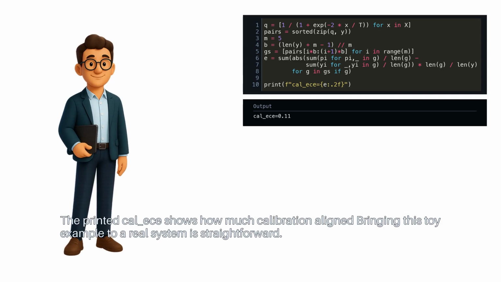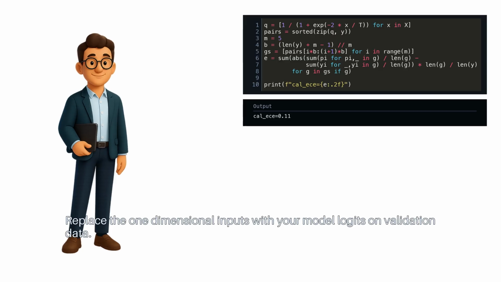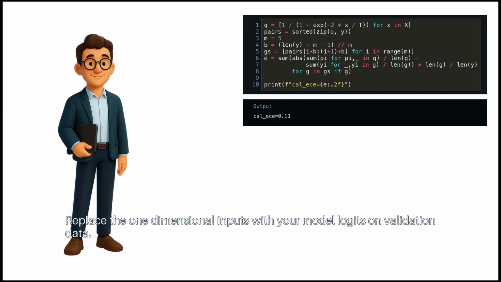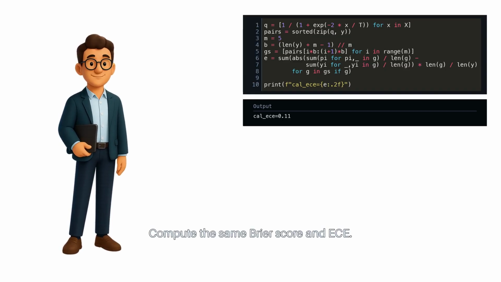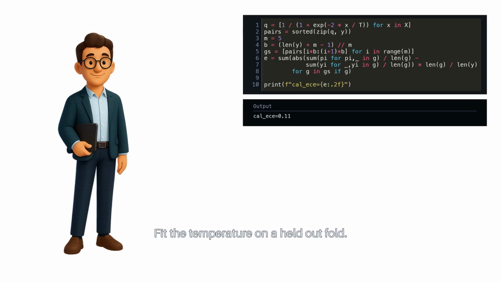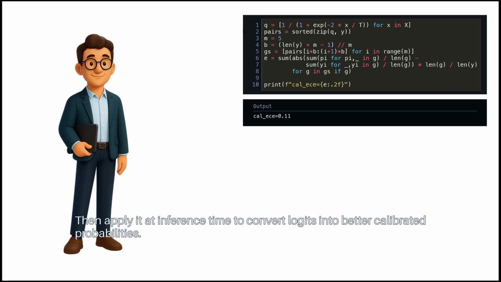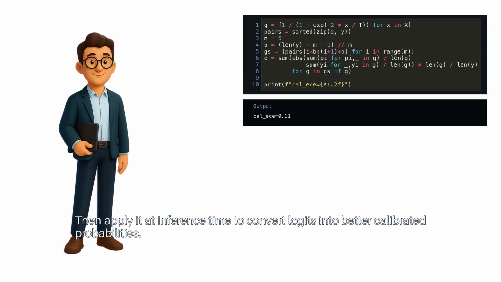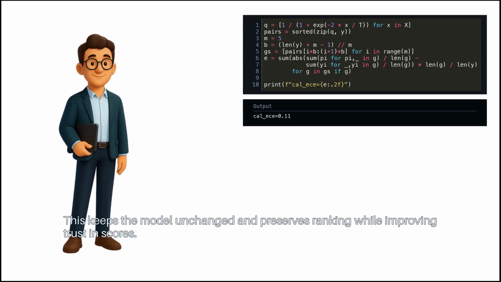Bringing this toy example to a real system is straightforward. Replace the one-dimensional inputs with your model logits on validation data. Compute the same Brier score and ECE. Fit the temperature on a held-out fold. Then apply it at inference time to convert logits into better calibrated probabilities. This keeps the model unchanged and preserves ranking while improving trust in scores.